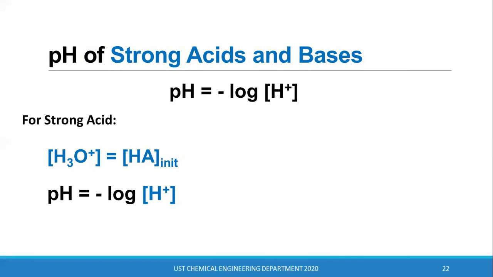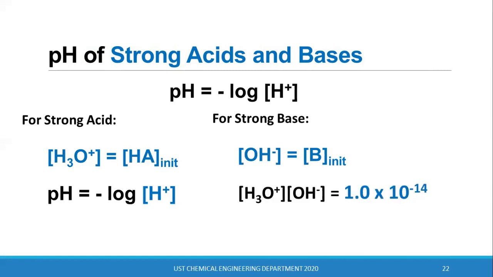On the other hand, for the strong base, the hydroxide ion concentration is equal to the initial base concentration. Again, dahil nga sa nagde-dissociate rin siya completely. After getting the OH minus concentration, we can compute for the H plus concentration by plugging into the following relationship. Ito yung na-discuss natin kanina sa autoprotolysis of water. After solving for the H plus concentration, we can now plug in sa formula for pH.